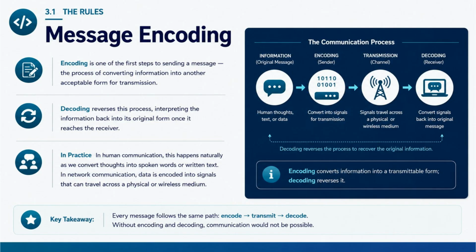Encoding converts information into a transmittable form. Decoding reverses it. Humans do this naturally, converting thoughts into speech. Networks encode data into electrical, light, or radio signals, depending on the medium. Keep this brief. It's mostly set up for message formatting next.